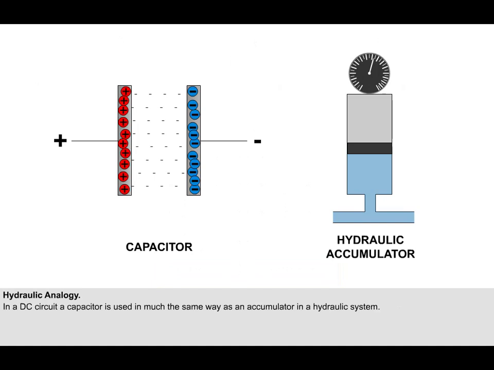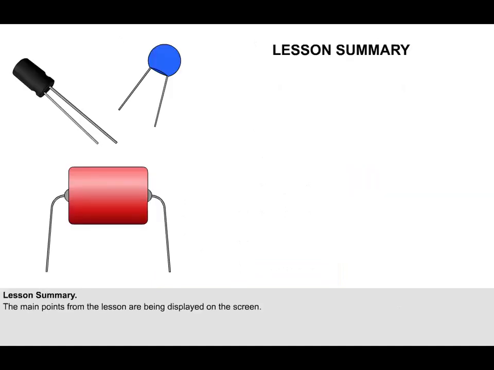In a DC circuit, a capacitor is used in much the same way as an accumulator in a hydraulic system. It stores electrical energy which can be fed back into the system when required. That is the end of the lesson. Here are the main points you should take from it.